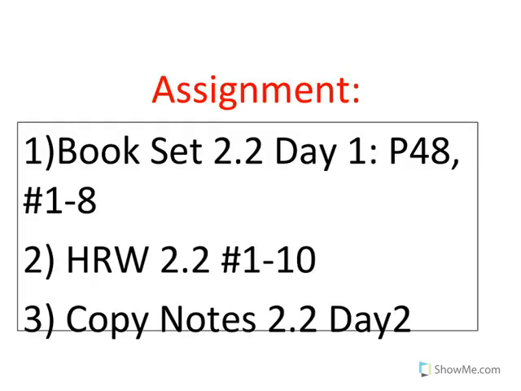All right, so that's the end of our Module 2.2 Day 1 notes. So that's your assignment from number 1 through 8. And you also have your new HRW. Right, instead of 1 through 10, if you know it, you can do more than 10. Right, and we need you to copy down 2.2 Day 2 notes.